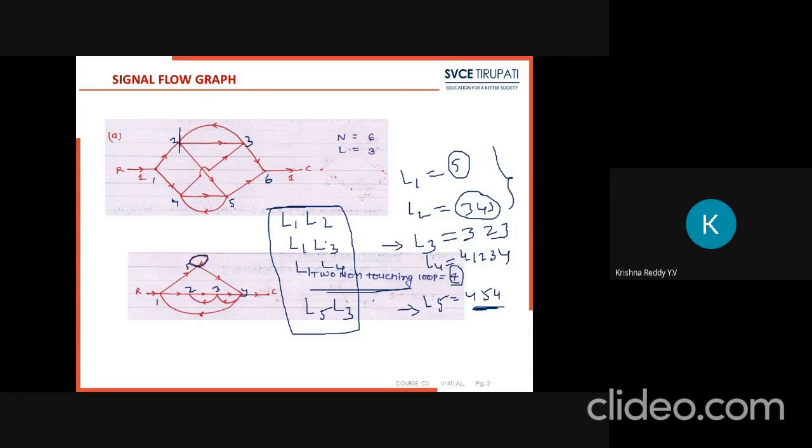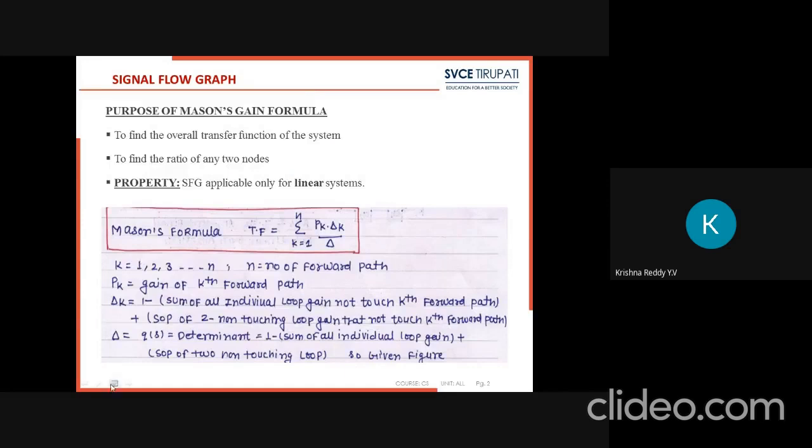So what is the requirement? To calculate the individual loops and two non-touching loops like L1 and L2, three non-touching loops L1, L2 and L3. The purpose of calculating these loops is, in order to calculate the transfer function, we use Mason's gain formula. It is equal to the summation of k equal to 1 to n of Pk into delta k divided by delta, where n represents the number of forward paths.